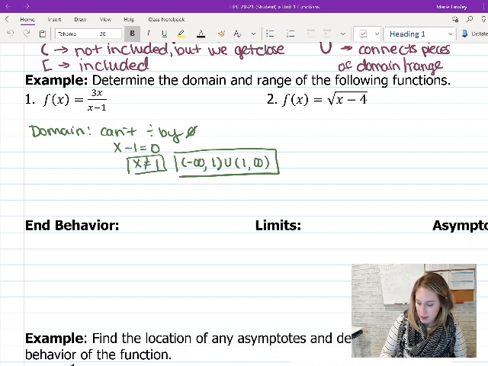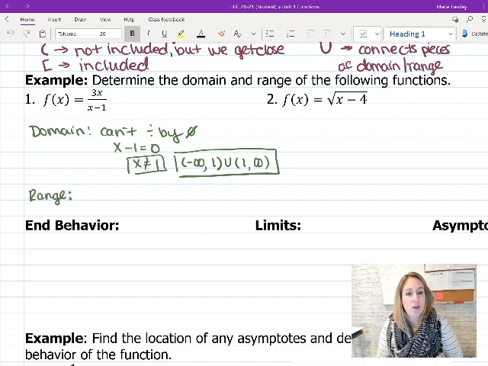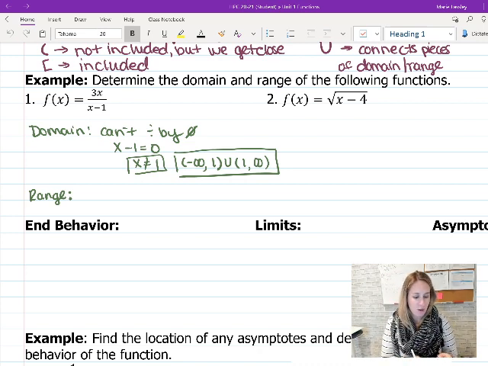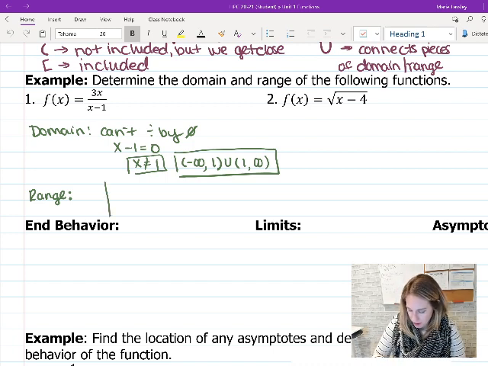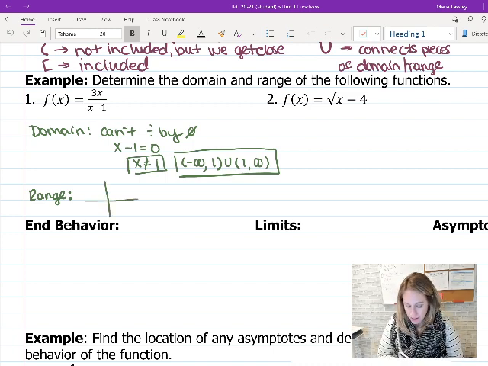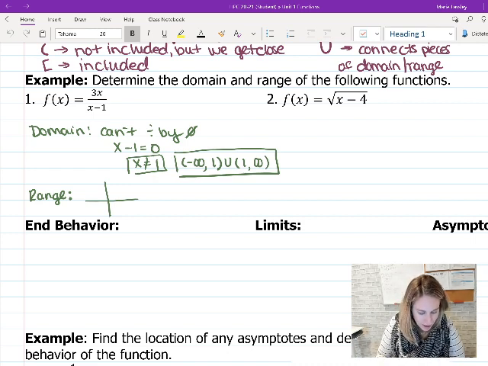Okay, so let's do range. All right, so these are y values. So we're just going to look at the graph. I'm going to go ahead and sketch this graph. I'm going to use my calculator. So 3x divided by x minus 1, graph. Like I said, we're going to do this graphically. So my function looks something like this.